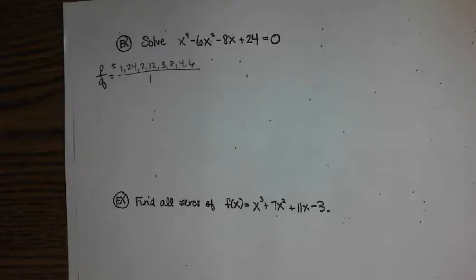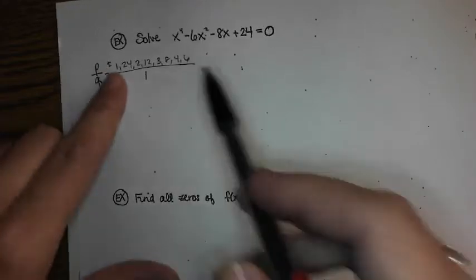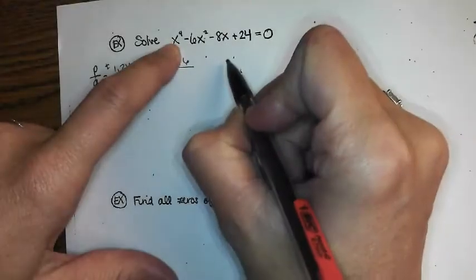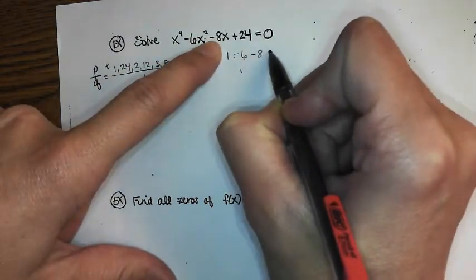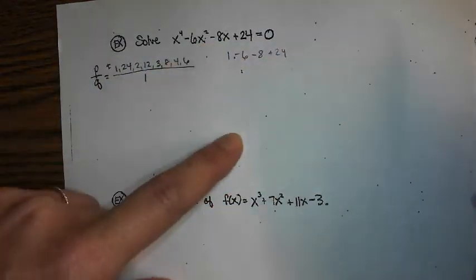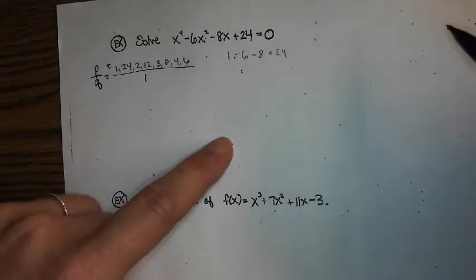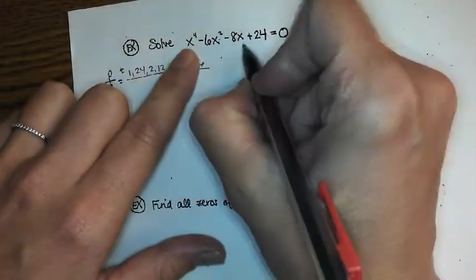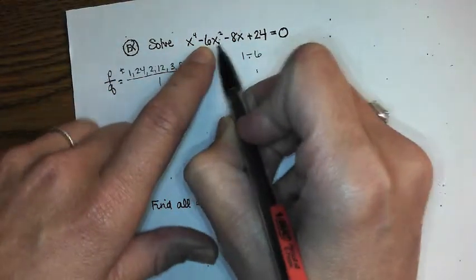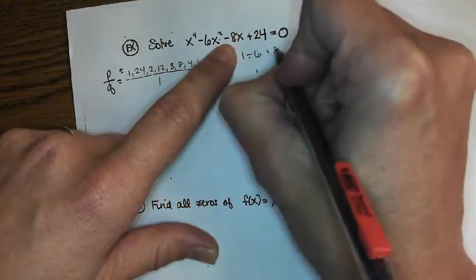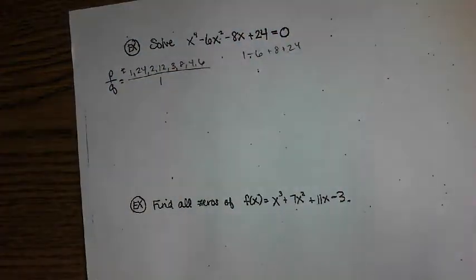My suggestion, start with the smaller numbers first. Keep your fingers crossed. So I'm going to start with 1. What's 1 to the 4th? Minus 6 times 1, minus 8 times 1, plus 24. Does that equal 0? No. So that's out. Then negative 1 will give us 1 minus 6 plus 8 plus 24. Does that give you 0? Darn it.